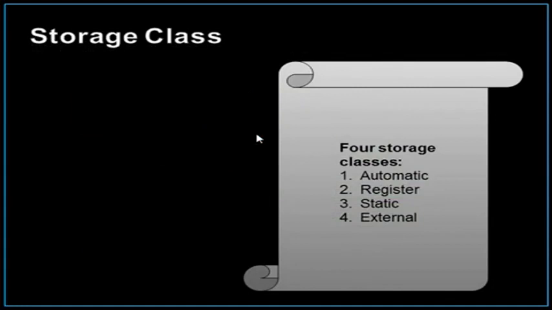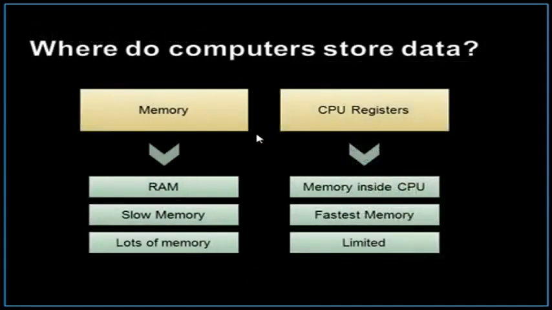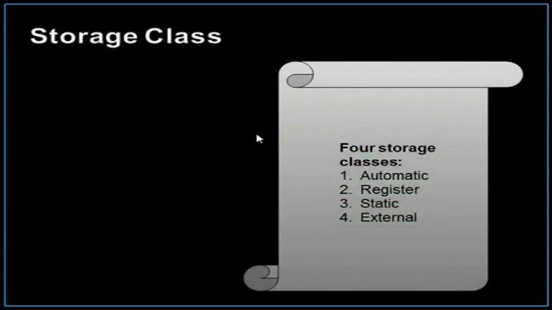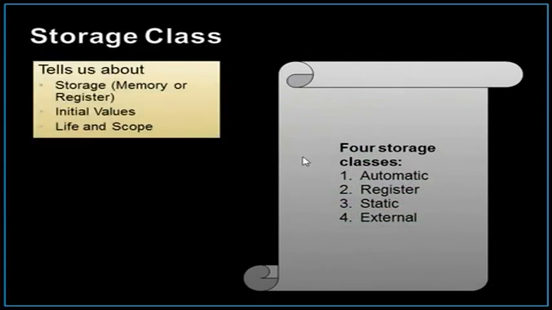Now here comes storage class. This is important for you to know. There are 4 types of storage classes: automatic, register, static, and external. Why do we need storage classes? They tell us about the storage, which we looked at in the earlier slide: memory or register, where to store the data of that variable.